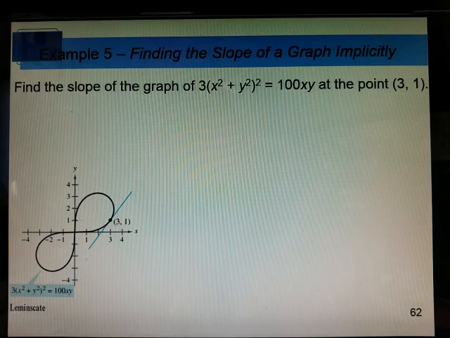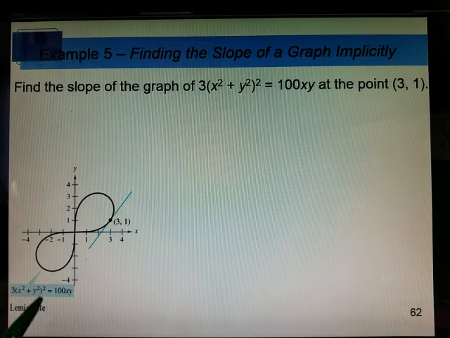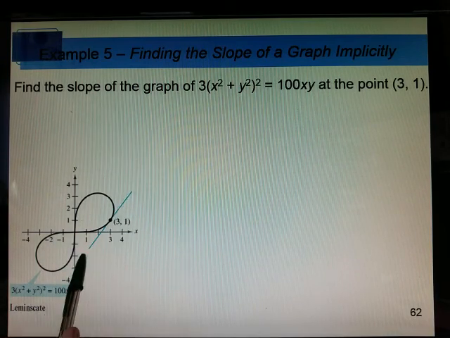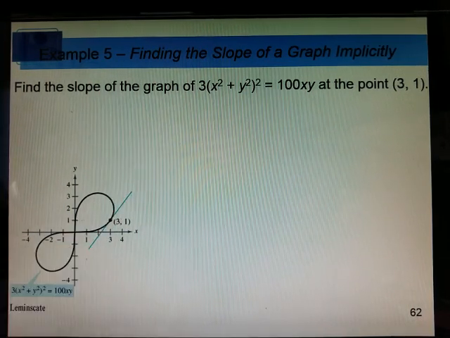All right, find the slope of this graph at the point (3, 1). So here's a picture of the graph. This is a limaçon. I want the slope here at the point (3, 1). That should be a positive answer. If I get a negative answer, I know I did it wrong, because look at this tangent line. It has a positive slope.